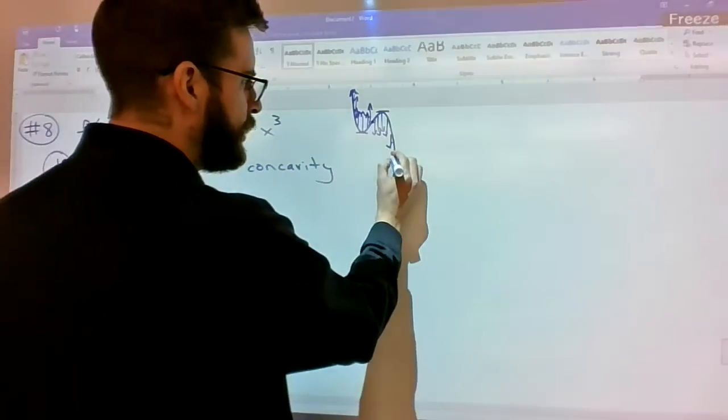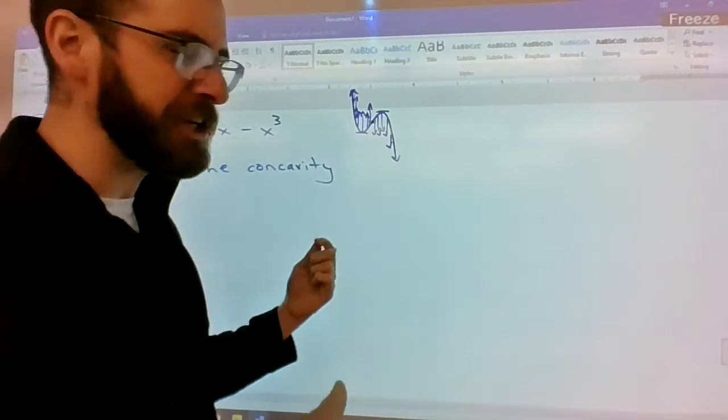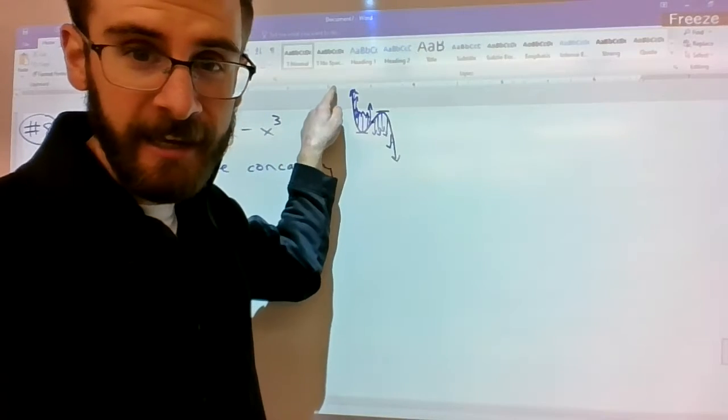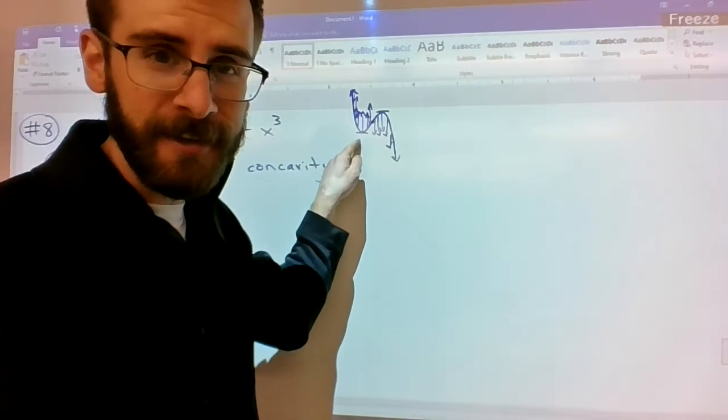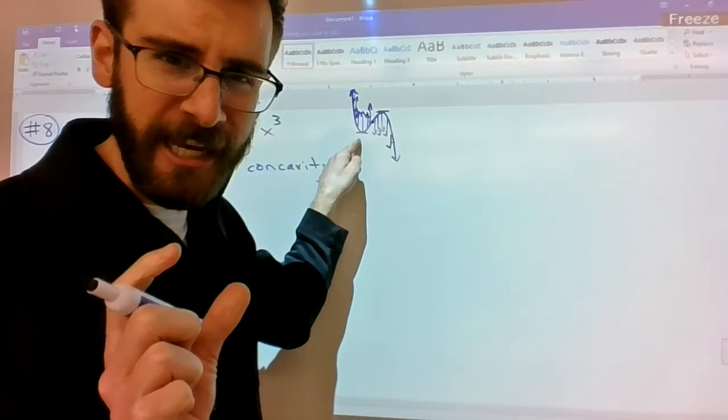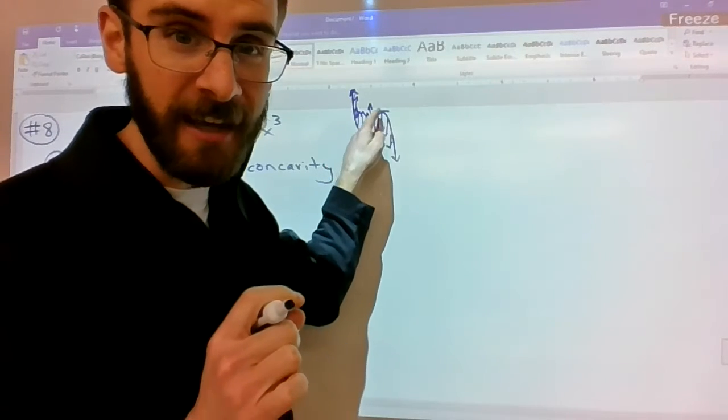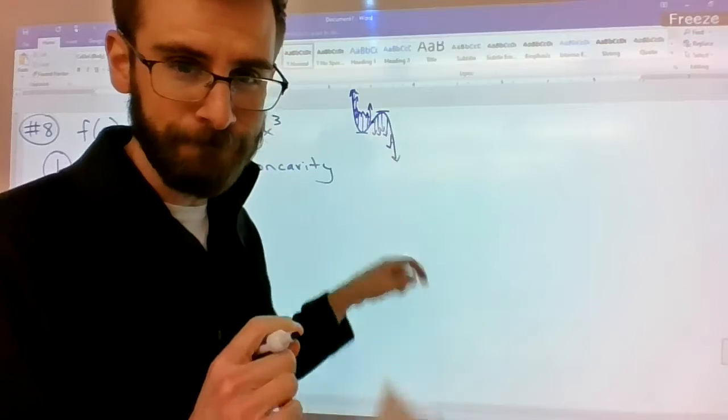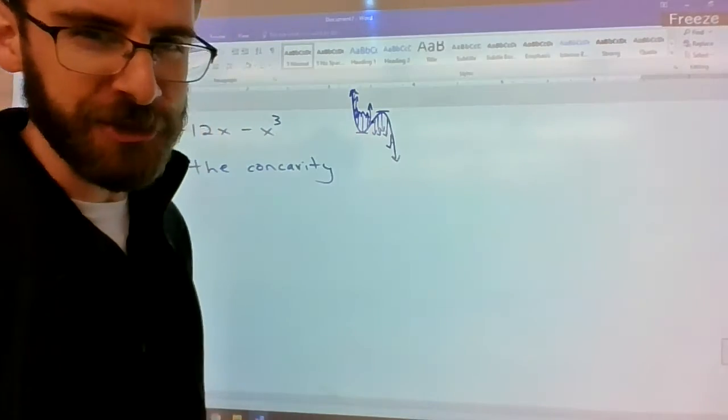Oh, yeah, by the way, with the intervals of increasing and decreasing, I should have pointed back to this graph to say, it makes sense that it's decreasing. And then that little sliver in between, negative 2 to 2, it's increasing again. And then from 2 to infinity, it's decreasing. Sorry about that wasted educational moment.